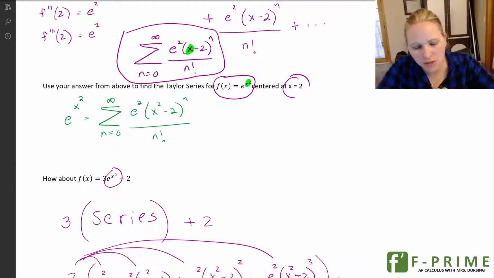So these little tips and tricks are what the AP exam is going to try to test you on. The more you get used to using your Taylor series and the more you can recognize the common ones, the better off you're going to be in the long run. And the more practice you get with these, the better you will become.